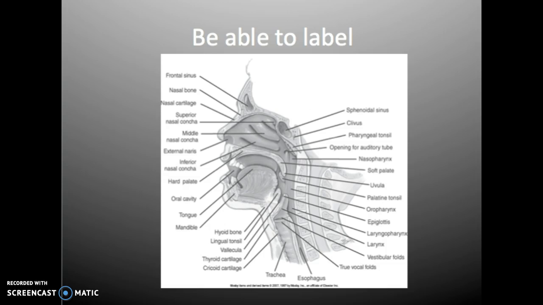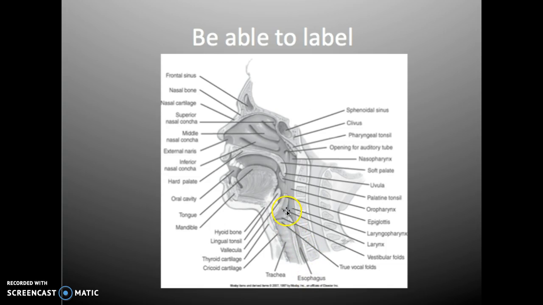You do know a lot about it already, so when we're looking at it and we're coming around, we have the sphenoid sinus and the clivus, you have your pharyngeal tonsil and the opening for your auditory tube, you have your nasopharynx, your soft palate, uvula, palatine tonsil, oropharynx, you have your epiglottis with your laryngopharynx, you have your larynx, your vestibular folds, and your true folds here.